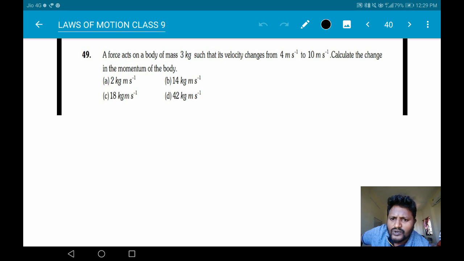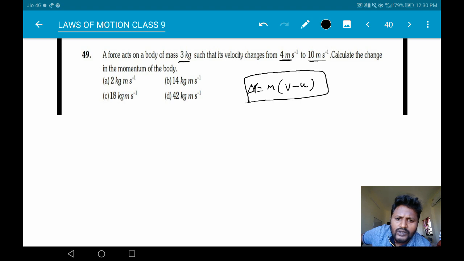Let us see the next one. A force acts on a body of mass 3 kg such that its velocity changes from 4 meter per second to 10 meter per second. Calculate the change in momentum. Similar model. So delta P equals m into V minus U. Substitute, you are going to get the answer. Right, next one.